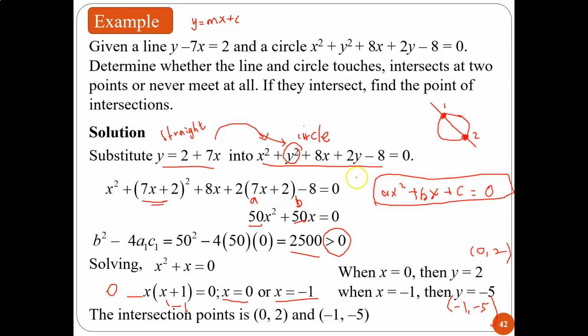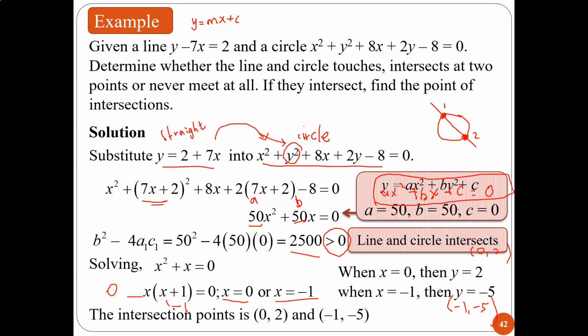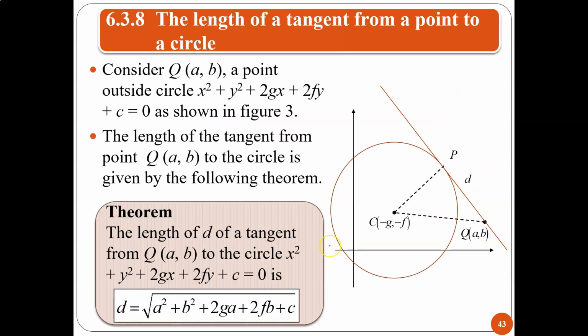This is what I wrote down just previously. X squared plus bx plus c. What you have in your second chapter, quadratic. Line and circle intersect. Maksudnya greater than 0. Okay. So the last subtopic for a circle, which is the length of a tangent from a point to a circle.